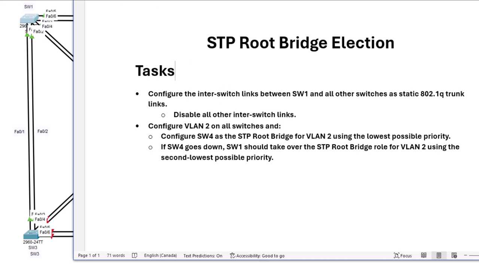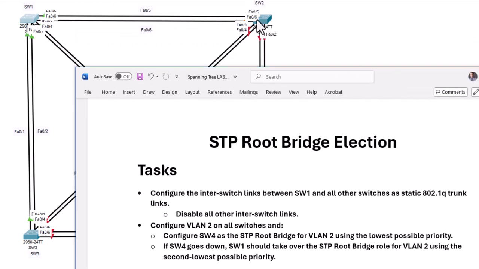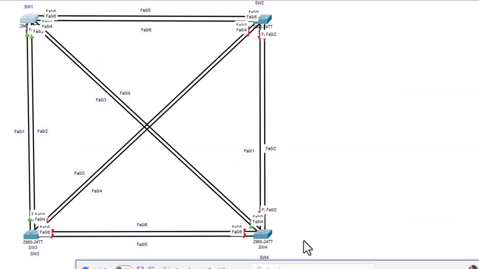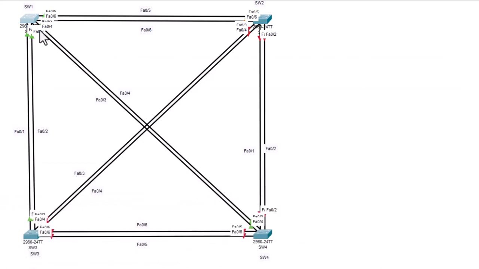It means we will disable all the other ports that go, for example, from switch 2 to switch 3 and switch 4. Only from switch 1 to all the other switches, the links are up, and I will put them in trunk. So let's do the first task.